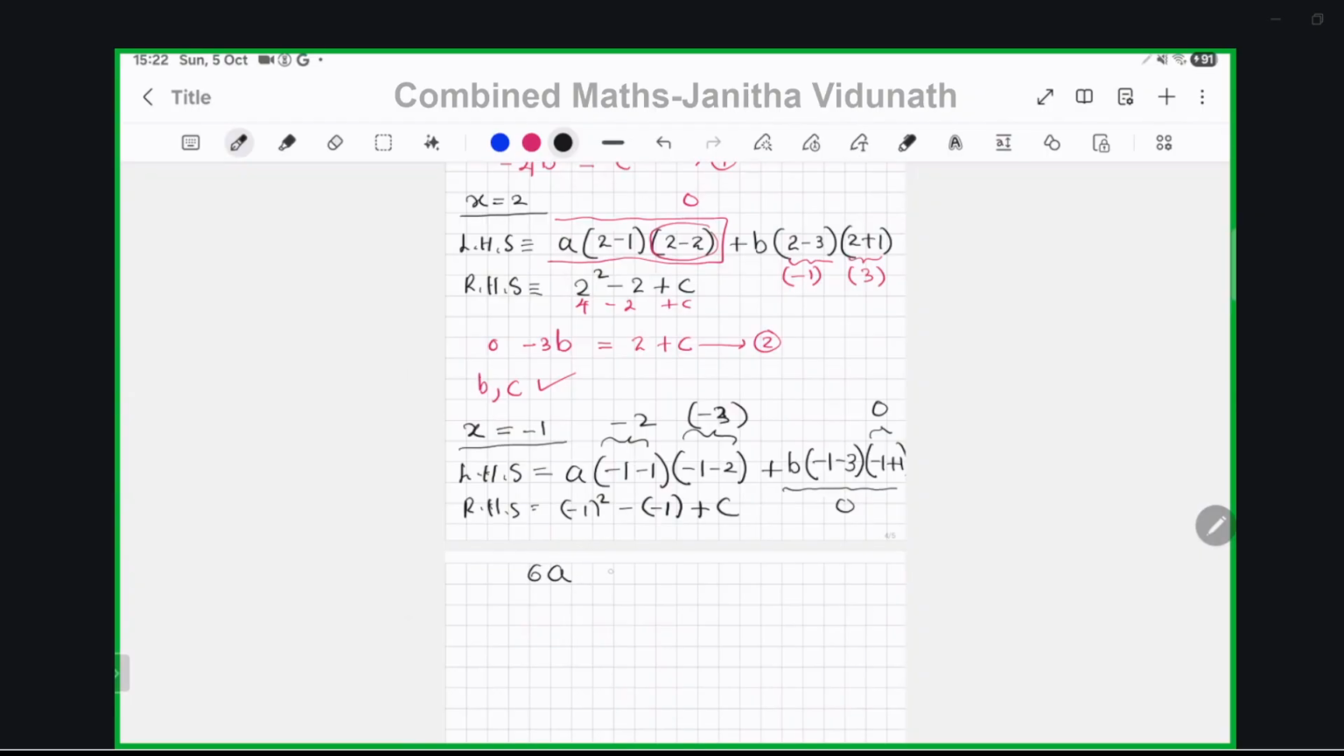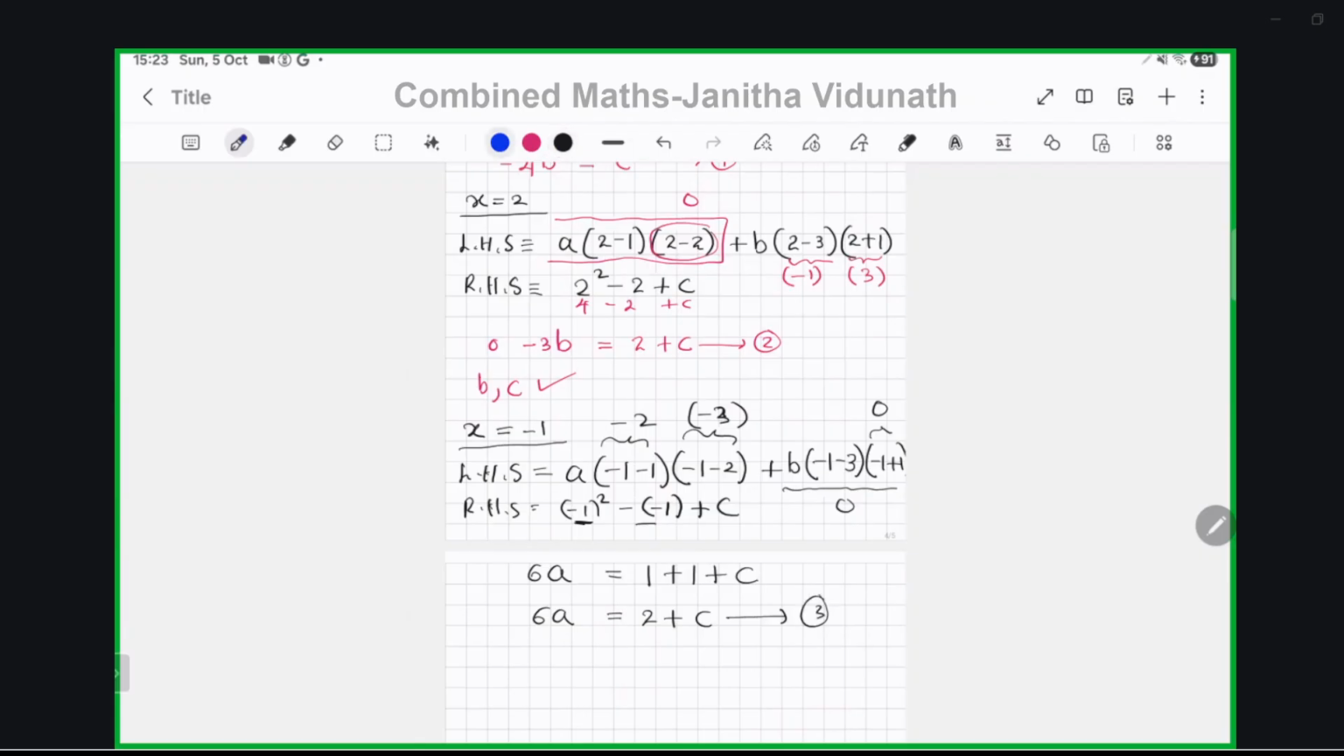And on the right hand side we get negative 1 square means 1. Negative times negative 1 means also plus 1, plus c. Then we get another equation, 6a is equal to 2 plus c. This is our third equation.